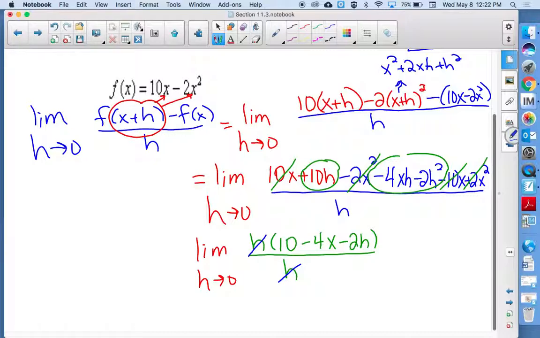Now we're trying to find the limit as that h, the distance between the 2 points, goes to 0, so that I have 1 point kind of on top of the other. And we are left with the equation, so take the h, plug a 0 in for h, and we just have that 10 minus 4x. That represents the slope of our curve at any point on the graph, not just at one point, but any point on the graph, this would be the slope of that curve.